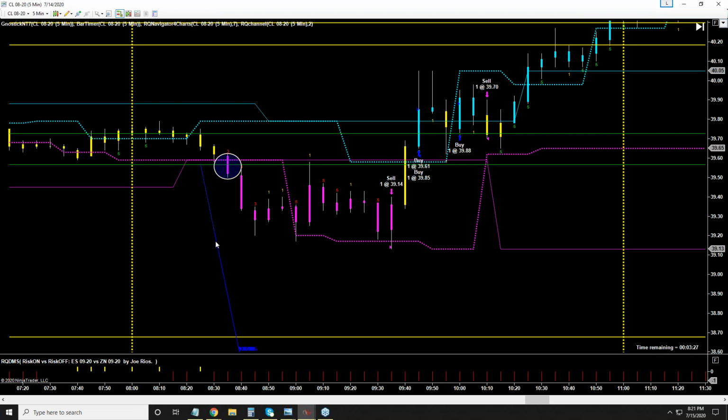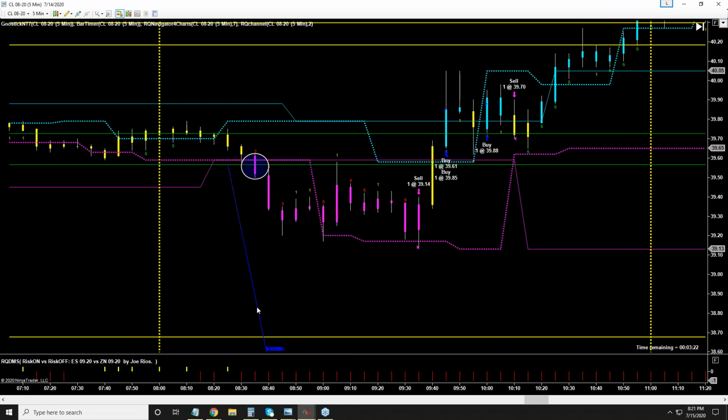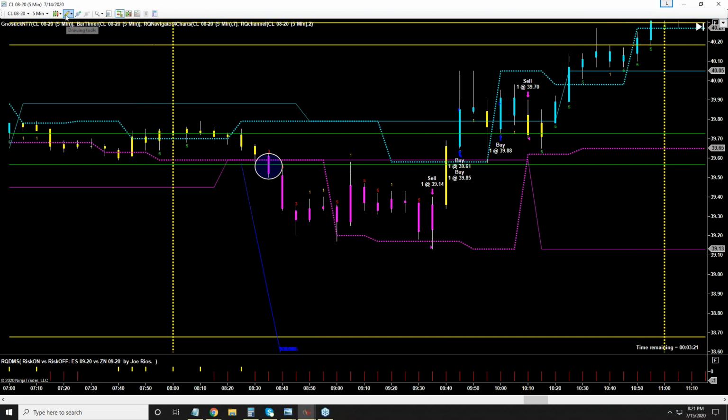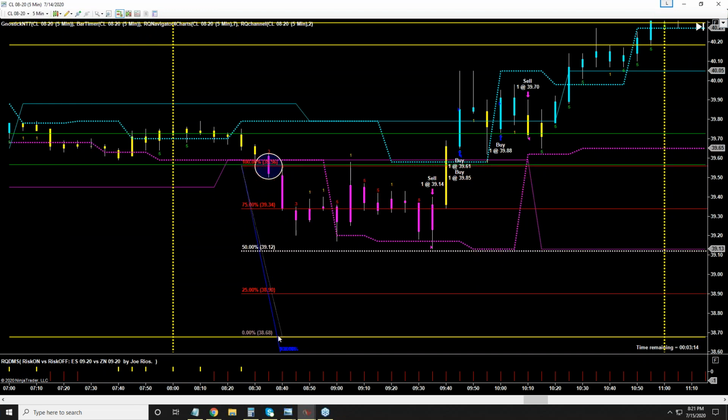That was not the indicator I was trying to put on the screen. Let's try that again. Trying to put something else up here for you guys. Here, I'll just do it right here. Fibonacci retracement ruler, just drag that down. And as you can see, this thing went down to the 25 and it got right down to the 50.